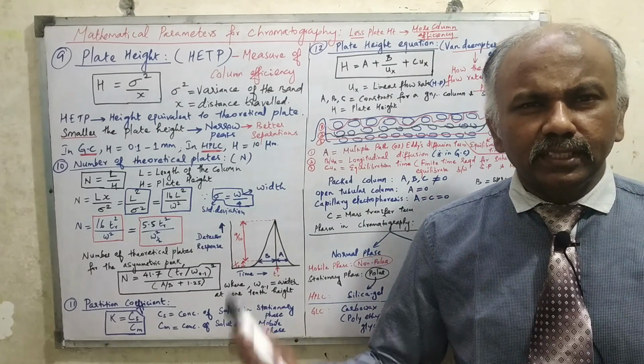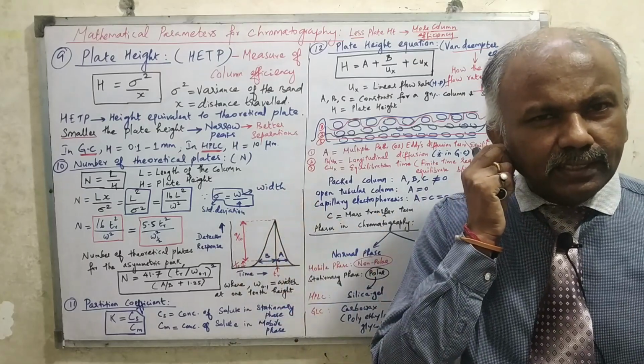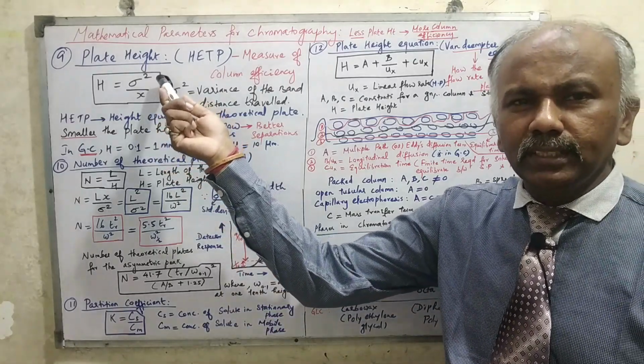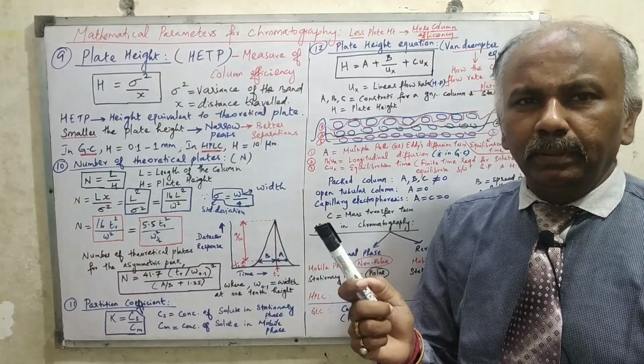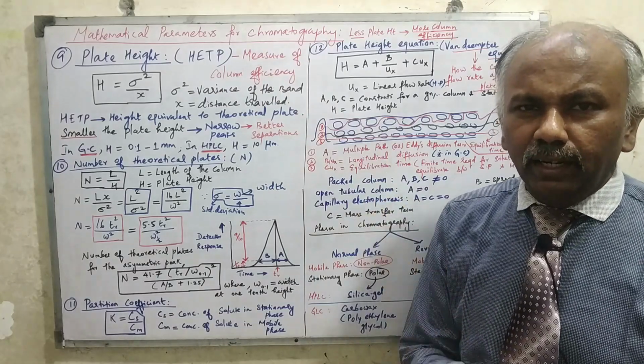Today I am going to discuss the rest of the parameters involved in chromatography. So already we discussed some of the mathematical parameters in chromatography. The next important parameter we are going to discuss is plate height. The plate height is also called HETP. What do you mean by HETP? That is nothing but height equivalent to theoretical plate.